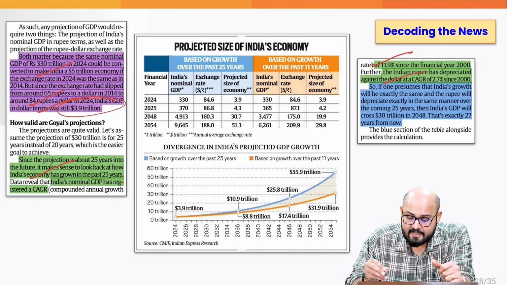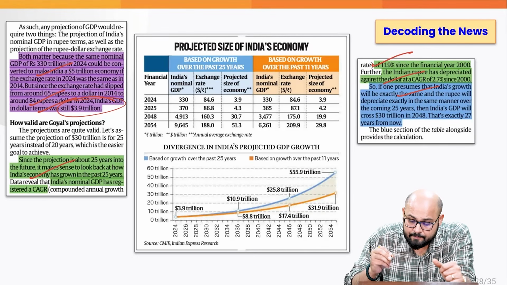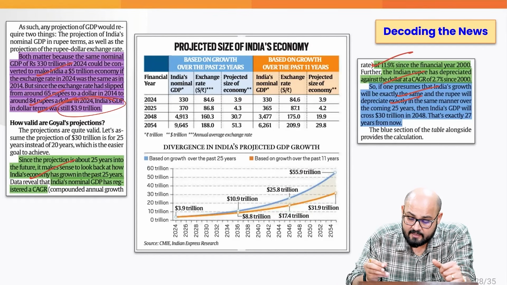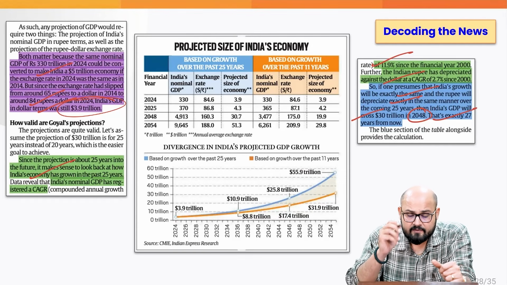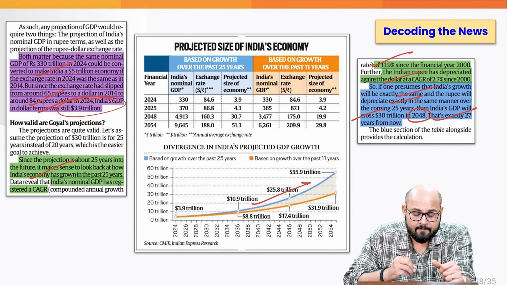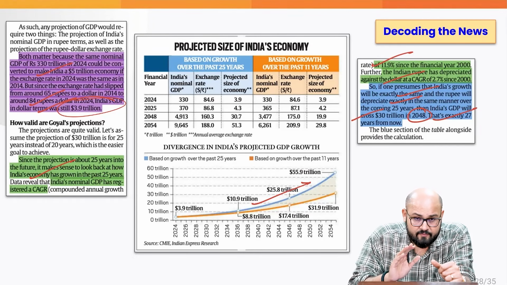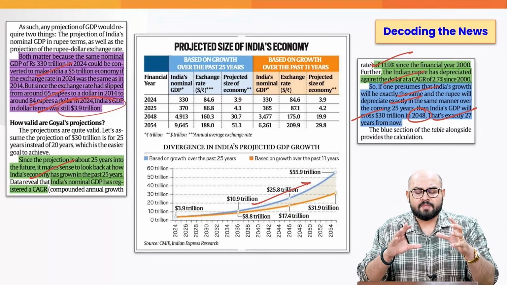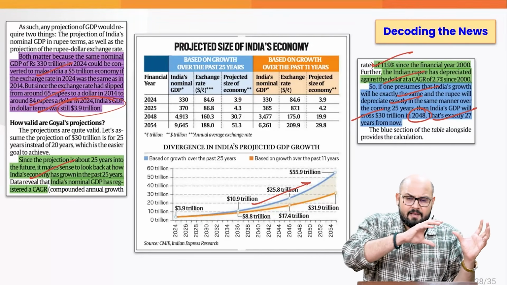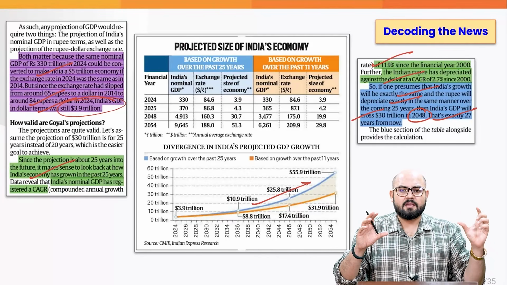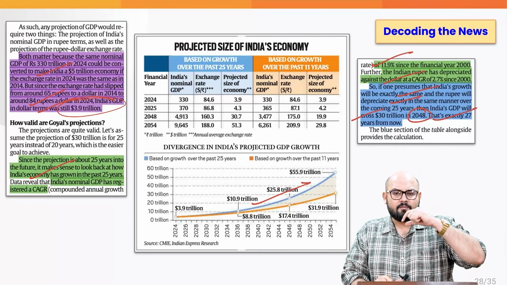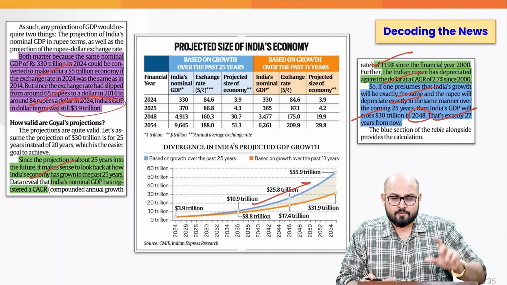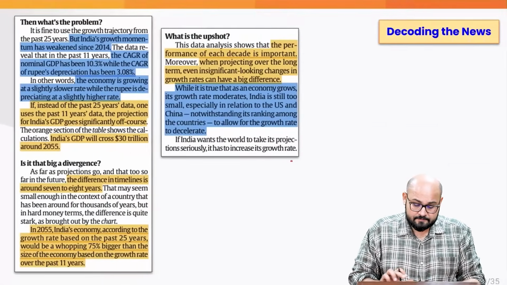So if we presume that India's growth will be exactly the same and the rupee will depreciate exactly in the same manner over the coming 25 years, then India's GDP will cross $30 trillion in 2048. That's exactly 25 years from now. So this is the blue line, if you can just see. That is what we are talking about. So if we just make the presumption that we'll have the same level of economic growth as in the last 25 years and the same level of depreciation of the Indian rupee with respect to the US dollar, then it would take another 27 years to reach that mark of 30 trillion US dollars.